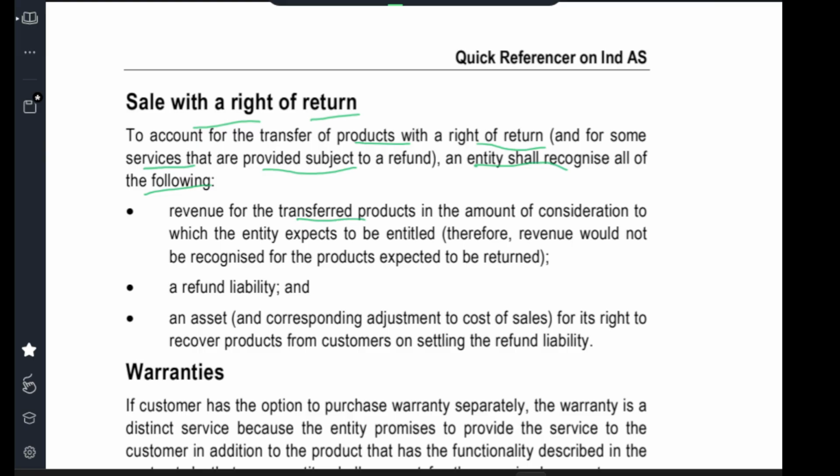Revenue from transferred products is recognized in the amount of consideration to which the entity expects to be entitled. Therefore, revenue would not be recognized for products expected to be returned. So, what I am entitled to, completing the contract and getting the revenue from that contract, I am now transferring to one person, and I am receiving some consideration. So this is revenue for me. Refund liability.